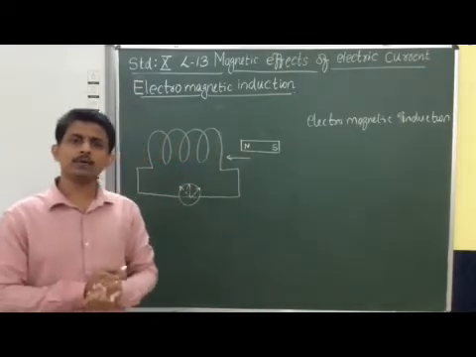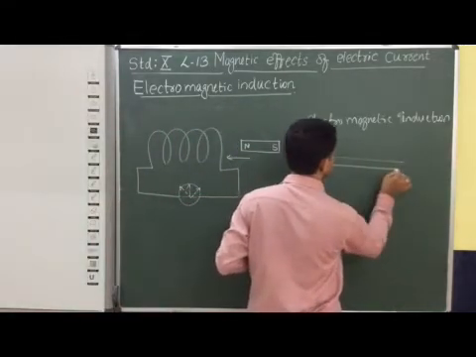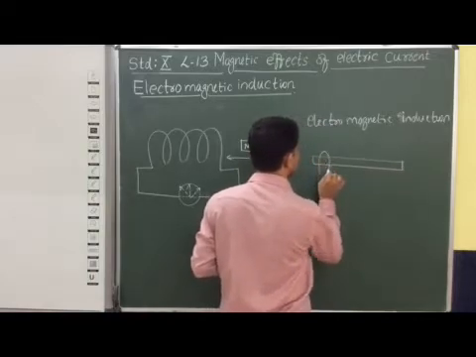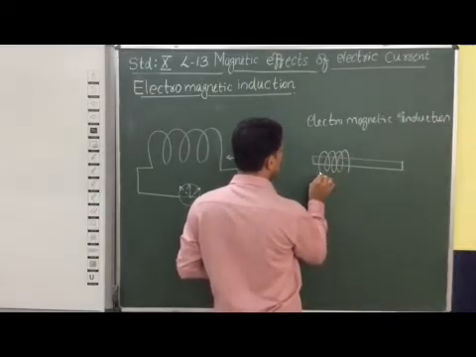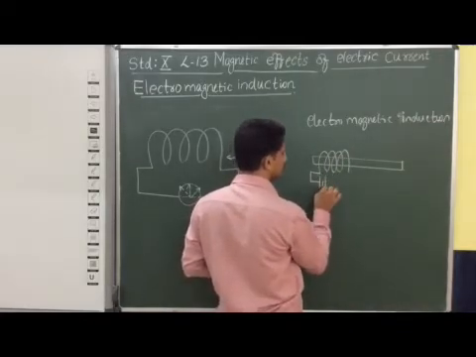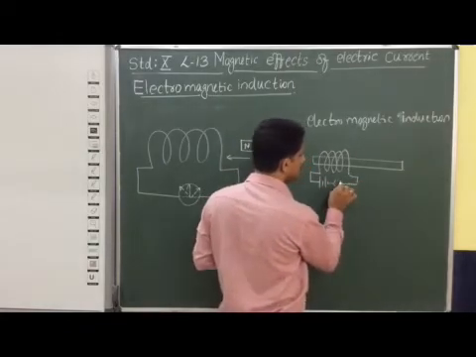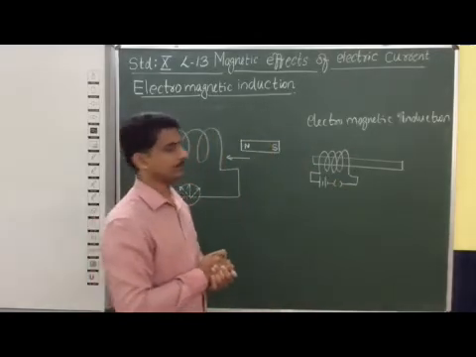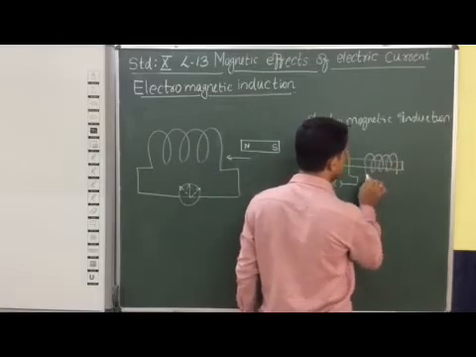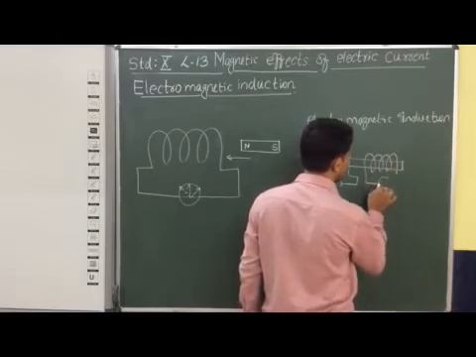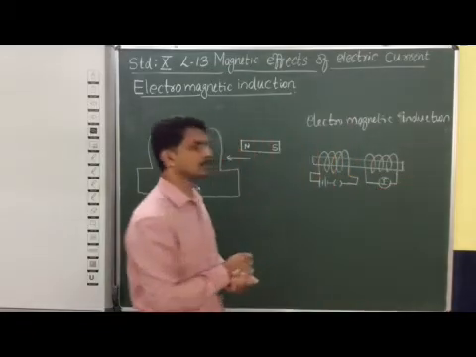Now suppose we consider one more situation: a non-conducting frame like this. On one side of this frame we wind a number of turns of a coil, which is connected in series with a battery and a plug key. Initially, this key is open. Neighboring this, there is one more coil wound over this frame, which is connected to a galvanometer. You can observe this situation.